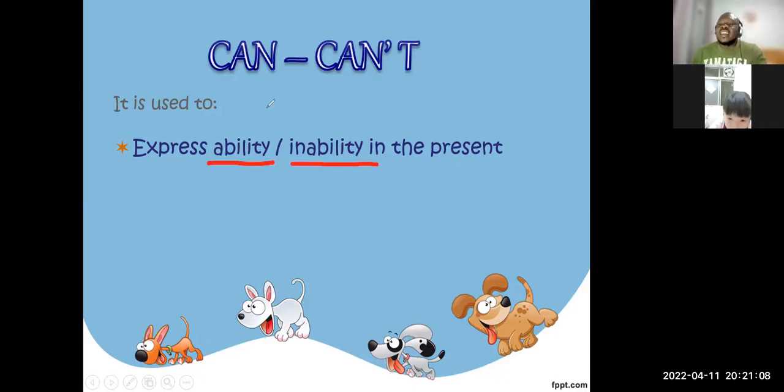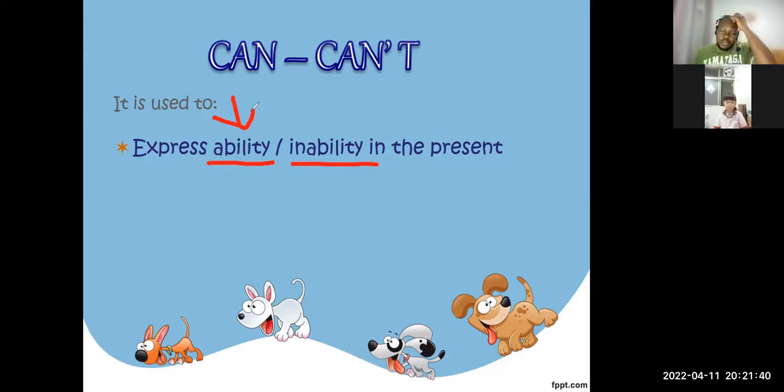Can you swim? Yes, I can. So that is the ability of you being able to swim, right? So ability is can do something. And the inability is the same as cannot. Very good.